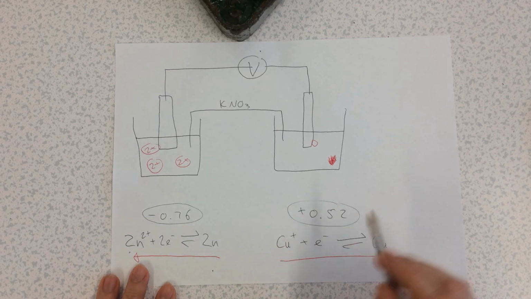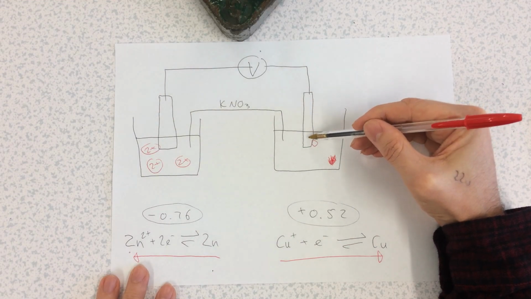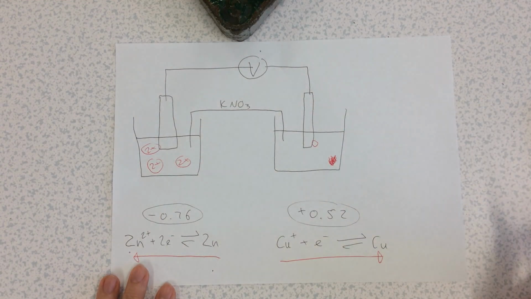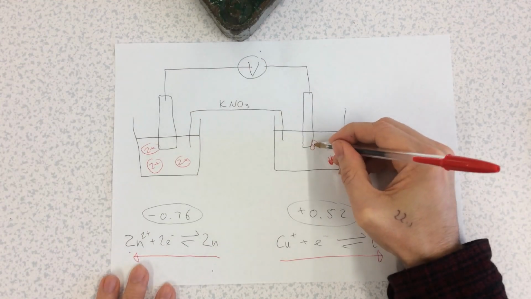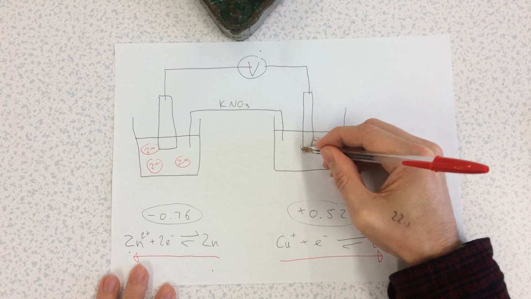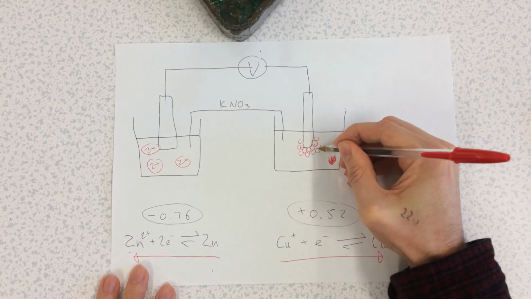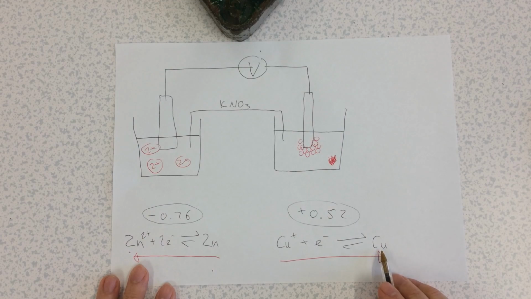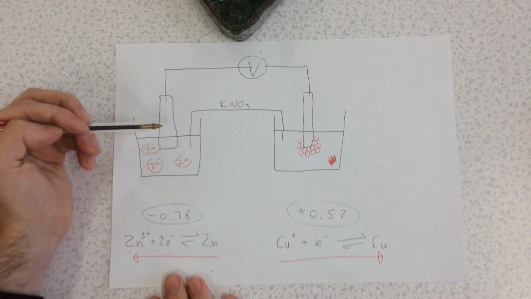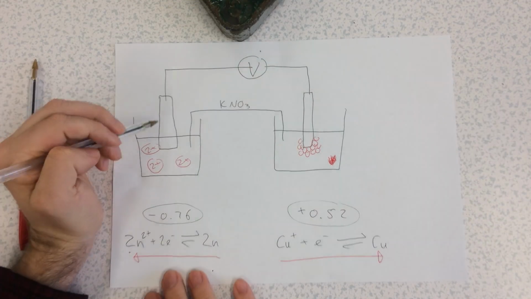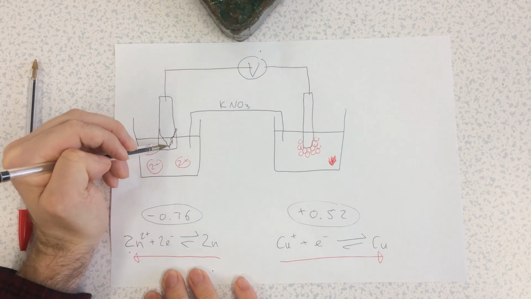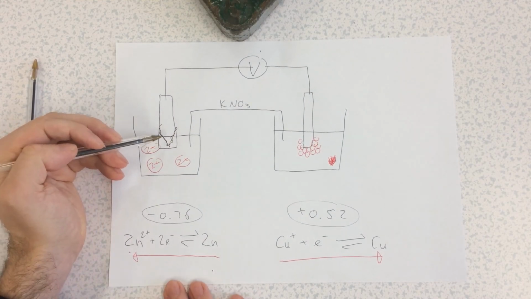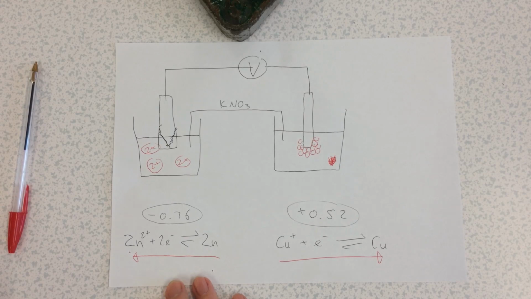And these positive ions are picking up electrons from the electrode to become solid copper. So this electrode would actually get bigger over time as these solid copper atoms add to it. This electrode here would crumble and get smaller over time because the atoms are changing into ions.